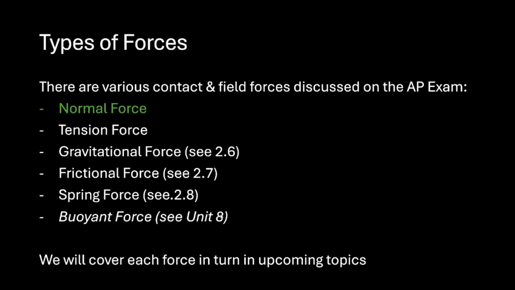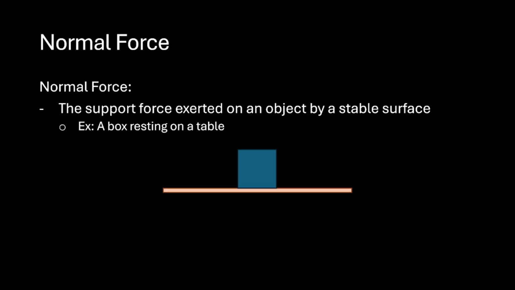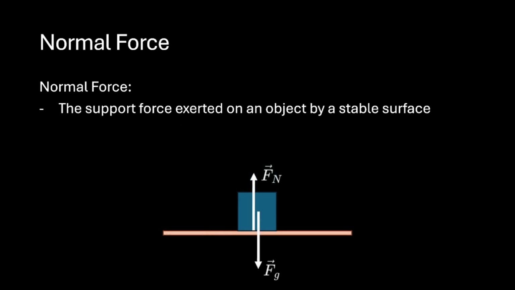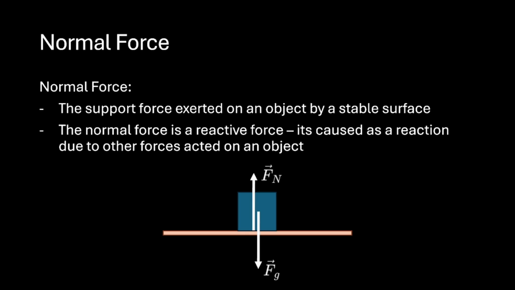So let's go over the normal force first. The normal force is the support force exerted on an object by a stable surface. So for a box resting on a table, we have the force of gravity, the gravitational force, and then the support force to keep it from falling down is called the normal force. The normal force always acts perpendicular to the surface the system is interacting with. The normal force is a reactive force. It is caused as a reaction due to other forces acting on an object. So it depends per situation what the force normal magnitude and direction will be.